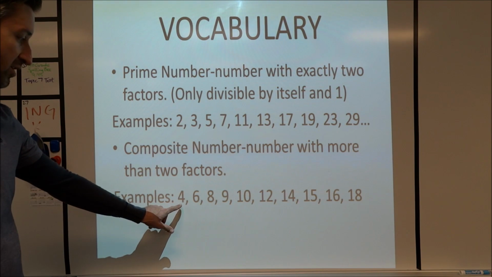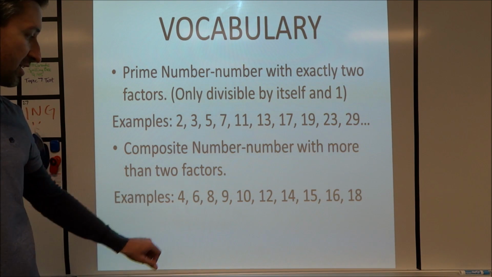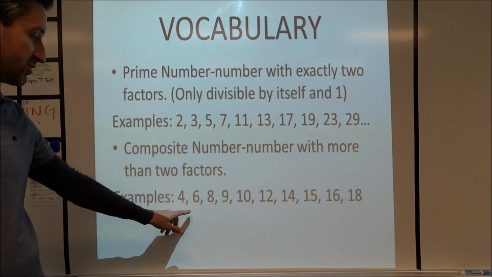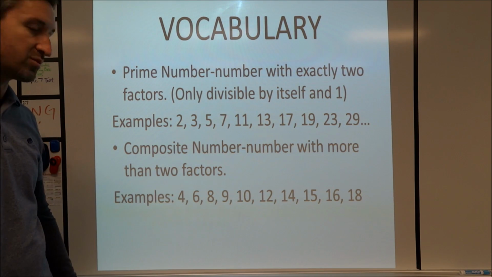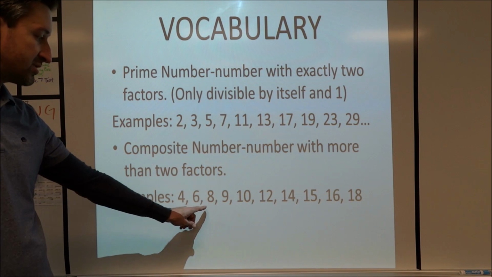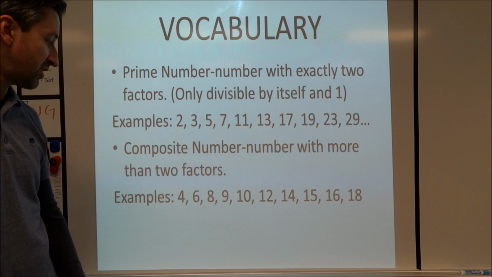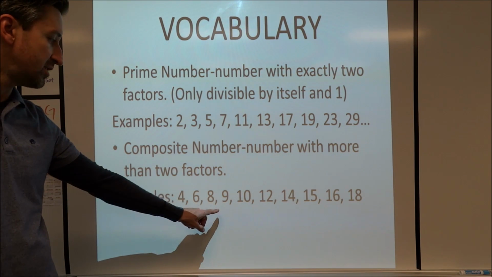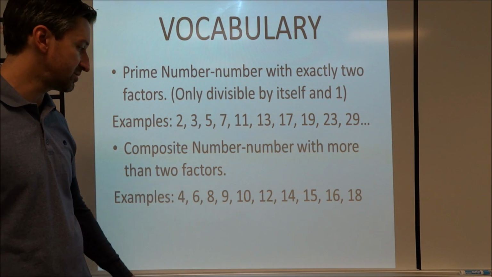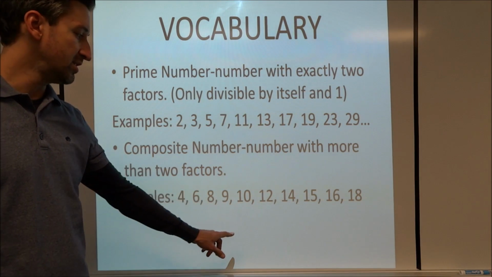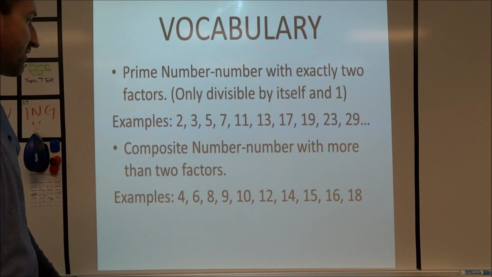4 has 1 and 4, but also 2 times 2 can make 4. 6 has 1 and 6, but also 2 times 3 makes 6, so it has 4 factors. 8 has 1 times 8 and 2 times 4, so it has 4 factors. 9, which is our first odd composite number, has 1 times 9 and 3 times 3, so it has 3 different factors. 10 has 1 times 10 and 2 times 5. You guys can see that all of these have more than 2 factors.